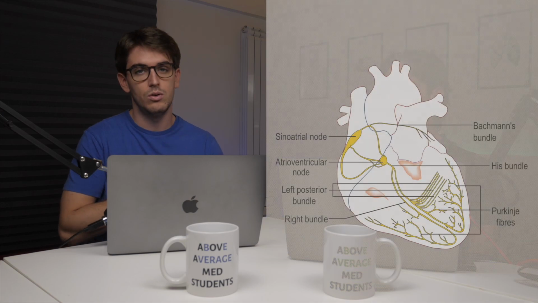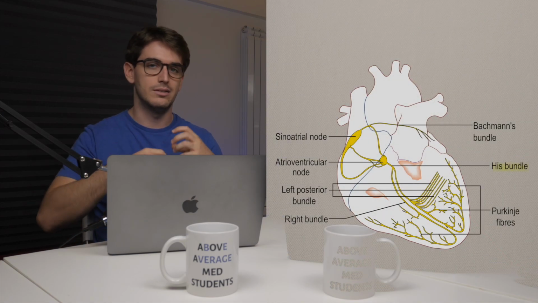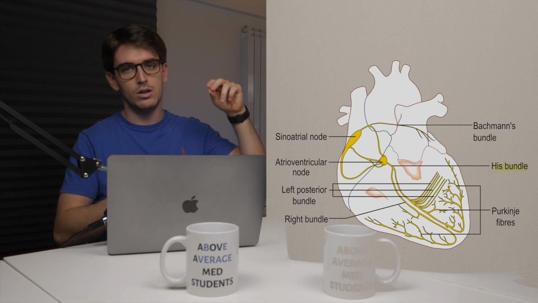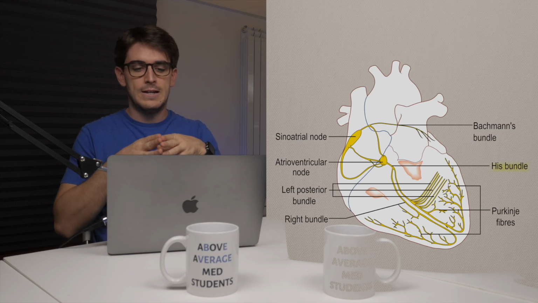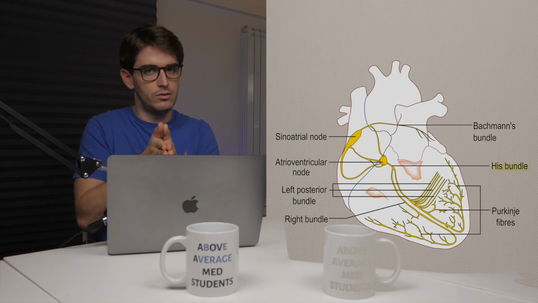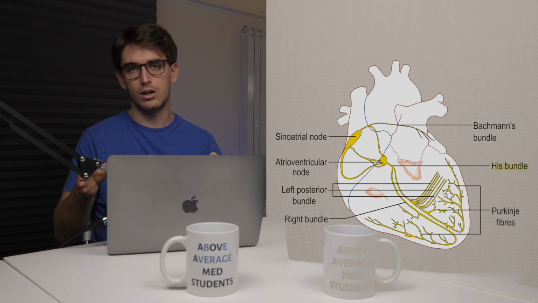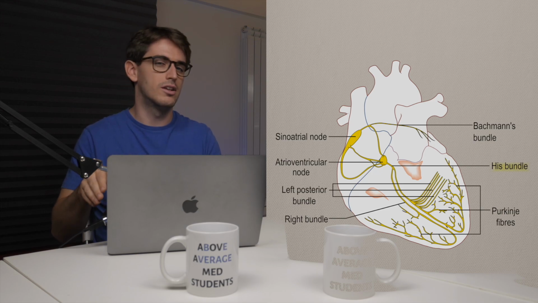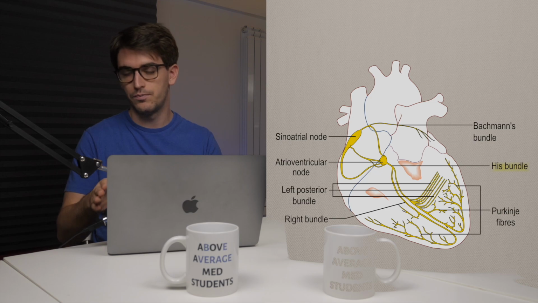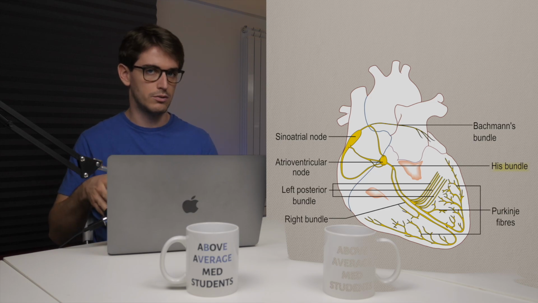From the AV node, we will have the origin of the bundle of His, which is a specialized tract that will start from the AV node and travel through the interventricular septum now. And in the interventricular septum, it will actually bifurcate to reach the apex of the heart. Remember, the apex is the most inferior portion of the heart, reaching the inferior tips, let's call them, of the ventricles. The impulse will take approximately 30 milliseconds to reach the apex of the heart.